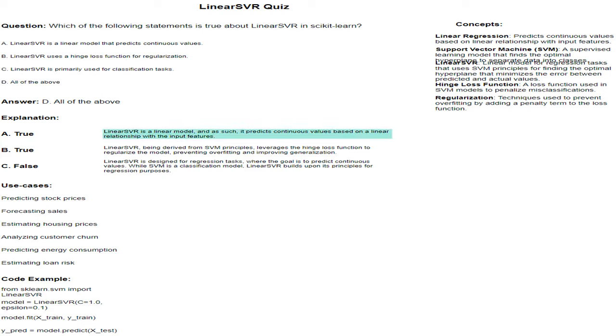Linear SVR is a linear model, and as such, it predicts continuous values based on a linear relationship with the input features. Linear SVR, being derived from SVM principles, leverages the hinge loss function to regularize the model, preventing overfitting and improving generalization. Linear SVR is designed for regression tasks, where the goal is to predict continuous values. While SVM is a classification model, linear SVR builds upon its principles for regression purposes.